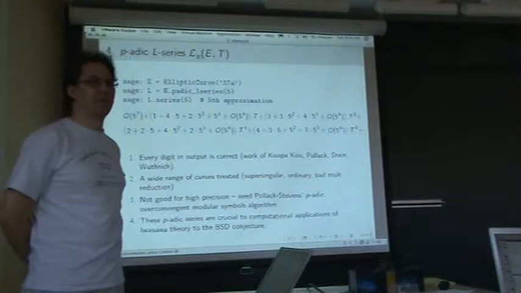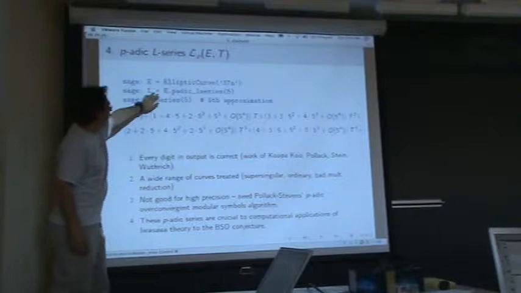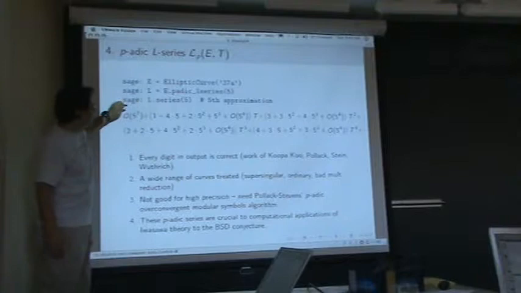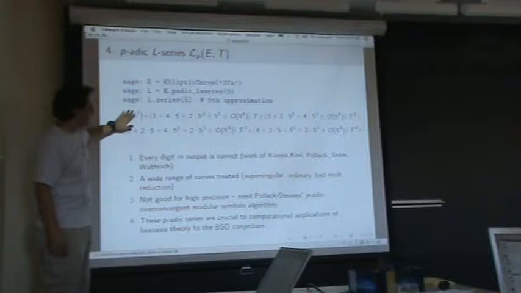Here's an example of computing a p-adic L series. Take the elliptic curve 37A of rank 1, let L be the 5-adic L series, and then there's a sequence of polynomial approximations to the p-adic L series. The p-adic L series itself is really a formal power series with coefficients in Z_p, but you see just one of the approximations.